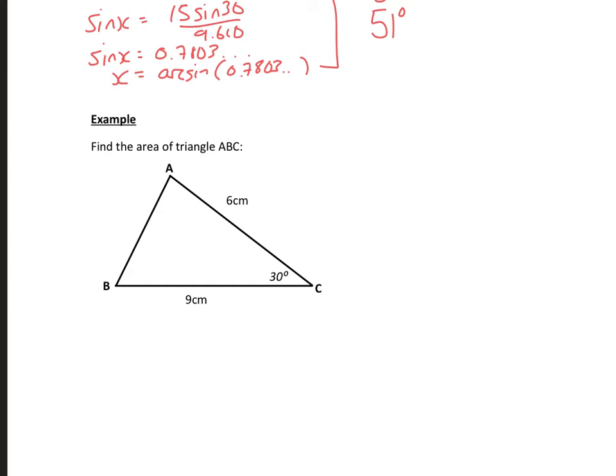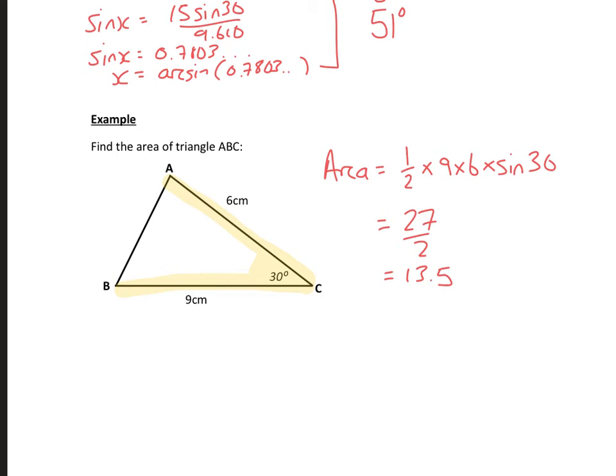Next one, I'm asked to find the area. So I highlight what I've got. I've got this side, I've got this side, I've got the angle in the middle. So to get the area, well, it's nice and easy. I'm just going to use the area formula. So the area equals a half times the sides, so times 9 times 6 times sine of the angle in the middle, so times sine 60, and just type that in my calculator. And we get 27/2, or as decimal, we can write 13.5. So since it's an exact answer, I can just leave it like that. I don't need to round it.